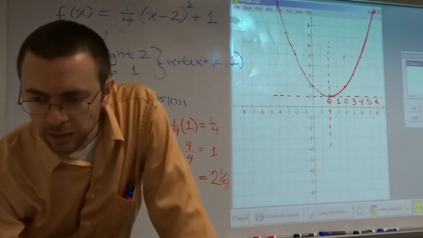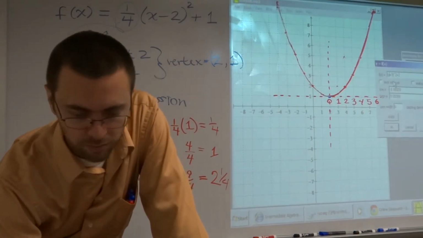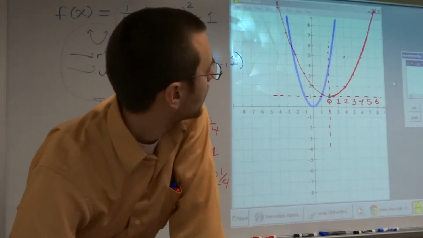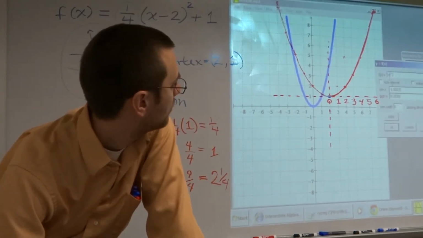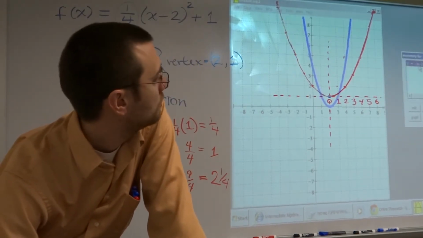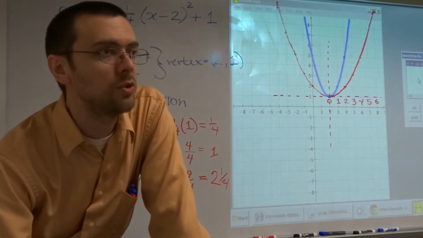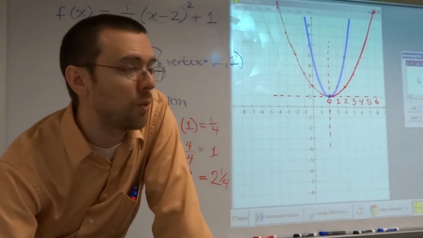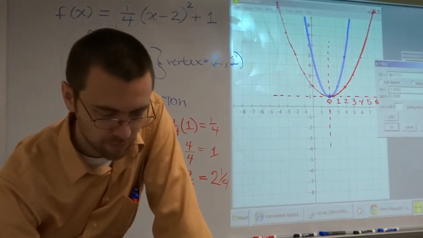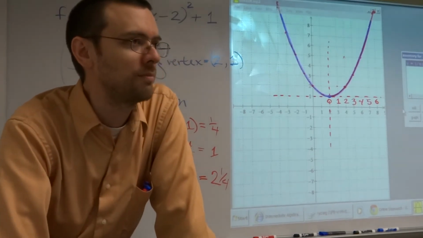So let's go through this piece by piece. There's your x squared. What should we do with this guy? 1/4. To the right 2, up 1, so there's your normal parabola compared to one with a 1/4 in front of it. And then I put the 1/4 here. There's my graph.